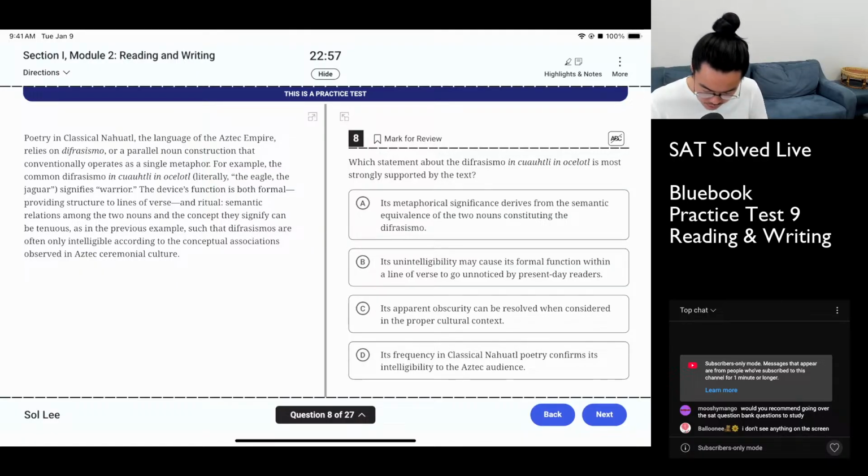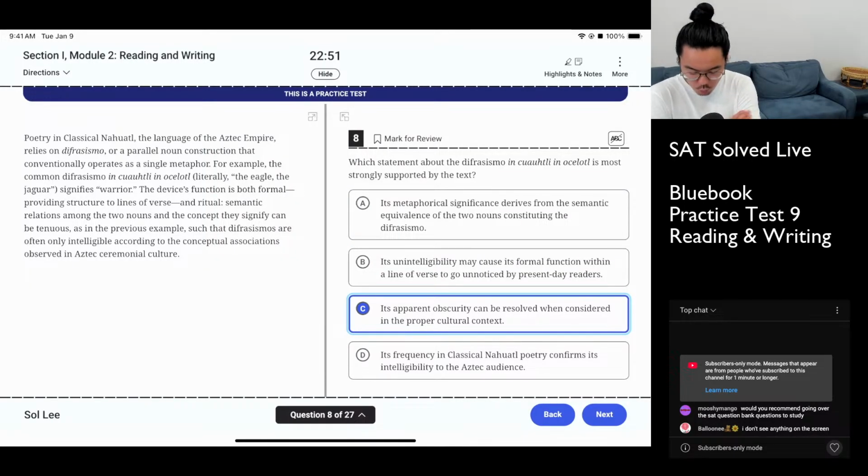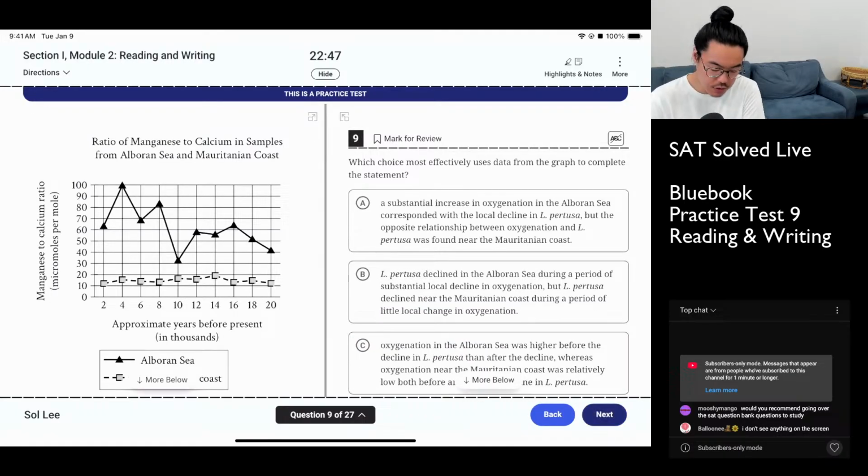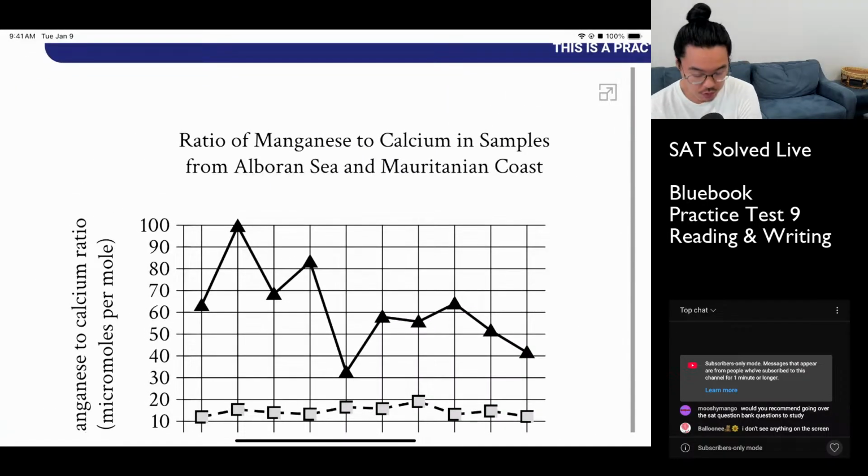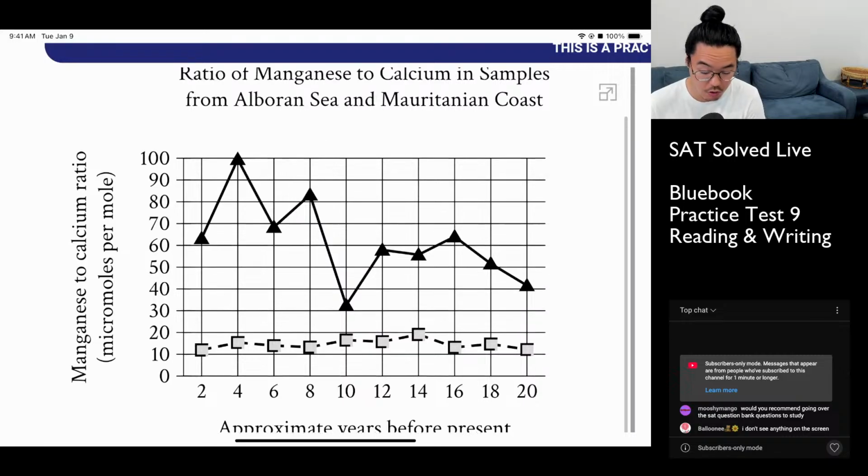Okay, got it. Nope, no, that's the opposite. Can be resolved when considered in the proper ritual context. You know, that is my prediction. That was my first time seeing that question ever, and I predicted it, and I'm moving on. I did not closely check B or D. Actually, I didn't even read D at all.